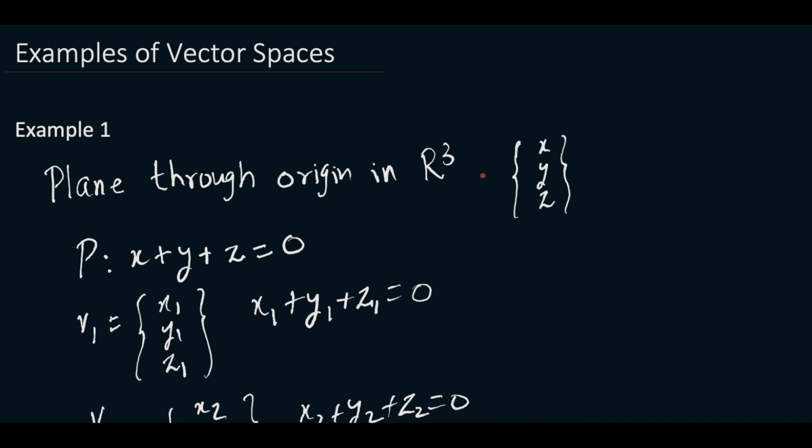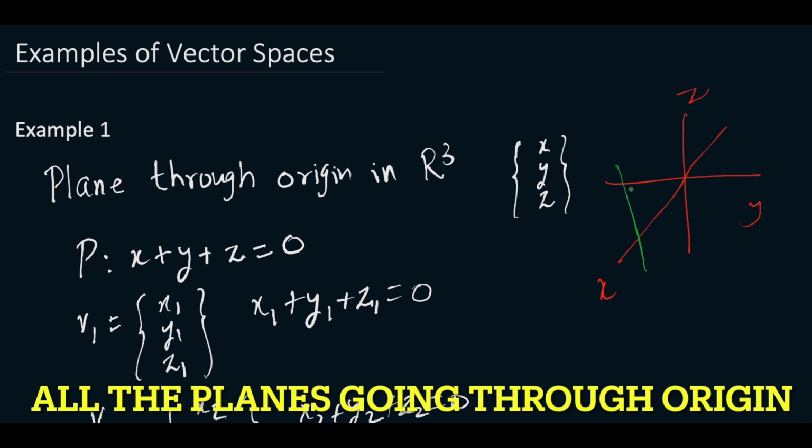Our vector v will be equal to (x, y, z), and the condition is that x plus y plus z is equal to 0. So this is our x-axis, this is y, and this is the z-axis. So our vector space is a plane which is going through the origin. If it satisfies our condition for being in the vector space, then this will be a vector space.